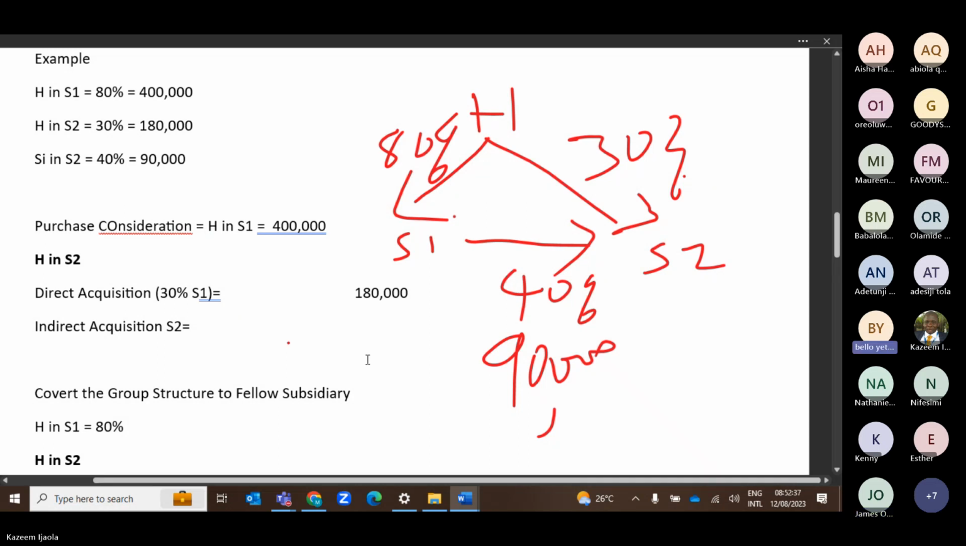72,000, sir. 72,000. How did you arrive at 72? 80% of 90,000. 28,800. No, the answer is 72,000, but I don't know who said it first.